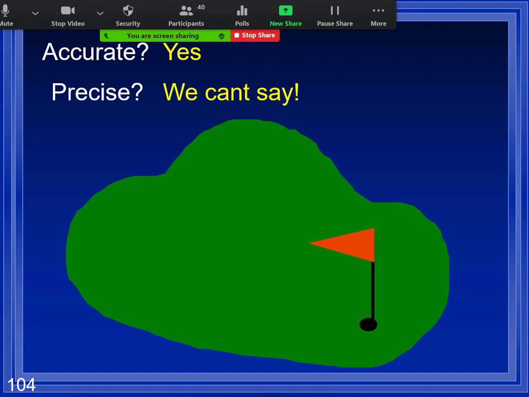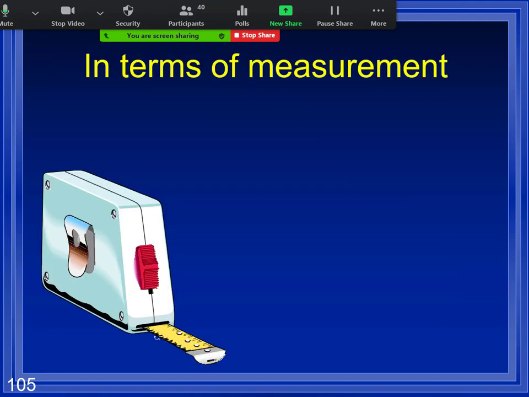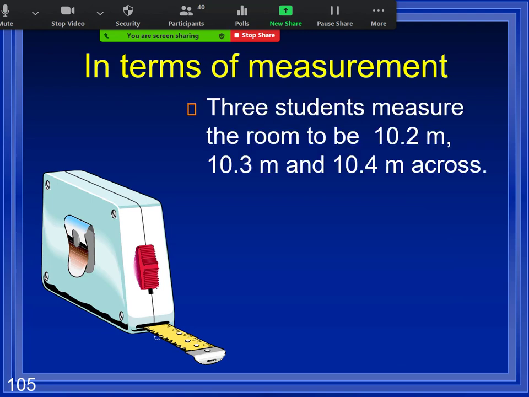Okay, so we're not going to talk about golf again this year probably, because this is not about golf, it's about measurements. So 3 students measure the room. First one measures it to be 10.2 meters across. The second one measures it to be 10.3 meters across. The third one measures it to be 10.4 meters across.